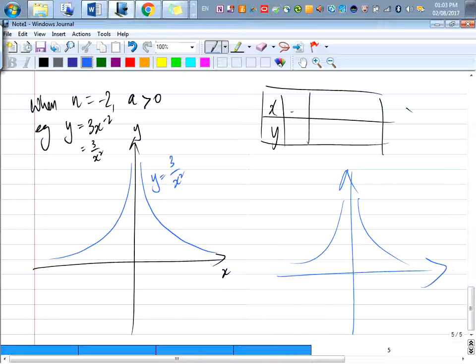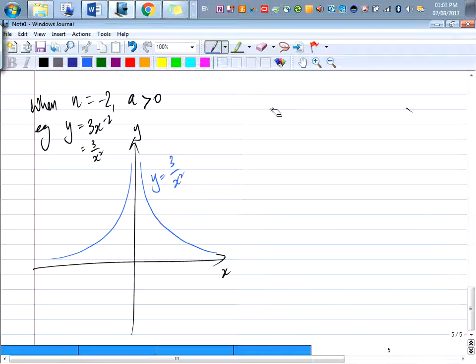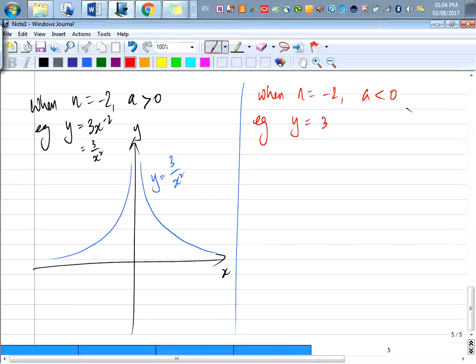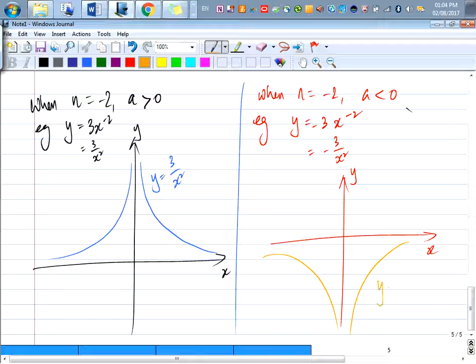Can? And one last one, when a is smaller than 0. When n equals -2, a smaller than 0. So for example, y equals -3x power -2. This is actually the same graph as -3 over x squared. And the graph looks like this. Okay, y equals -3x power -2.